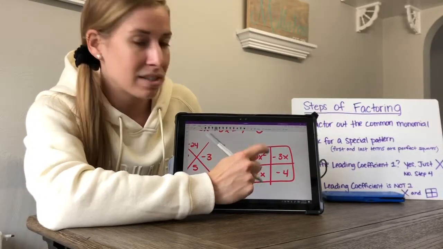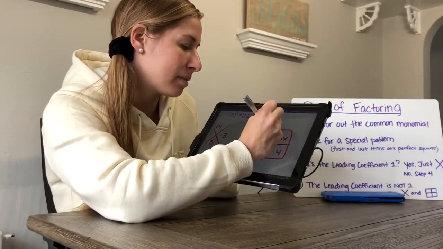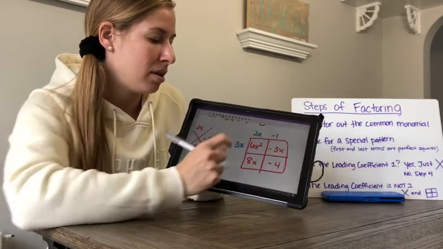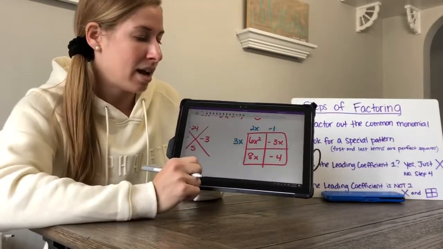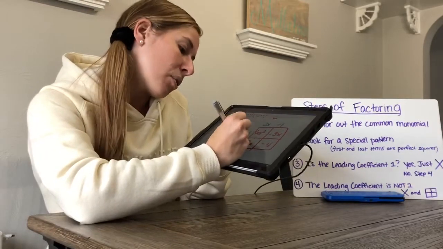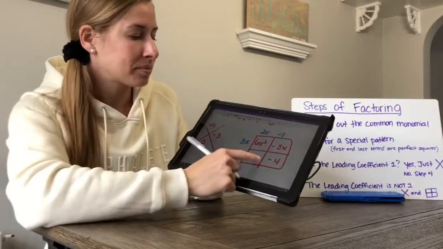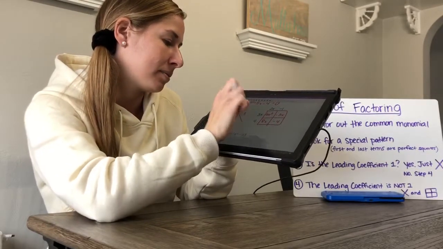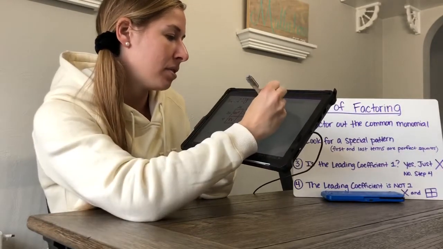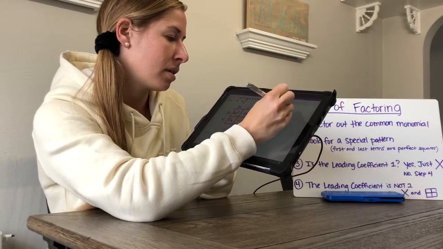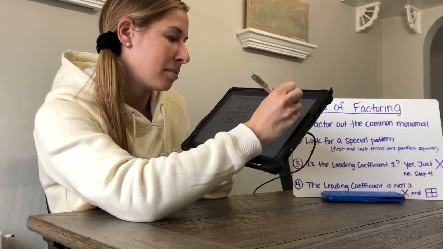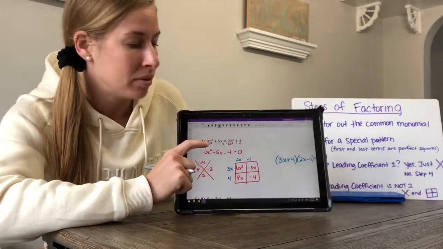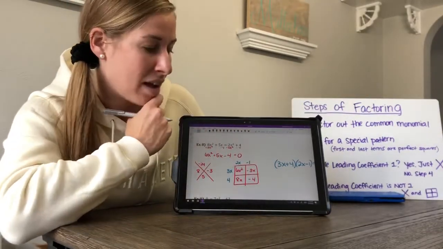3x times what gives you 6x squared? 2x. 3x times what gives you negative 3x? Negative 1. 2x times what gives you 8x? 4. Just 4. So you have 3x plus 4 times 2x minus 1 equals 0. We did not have a common monomial, so we don't need to reattach it at the end.